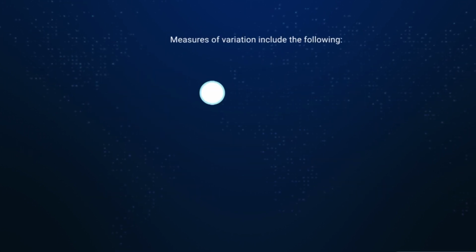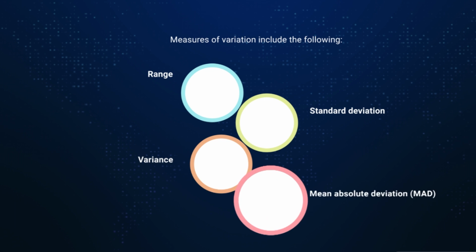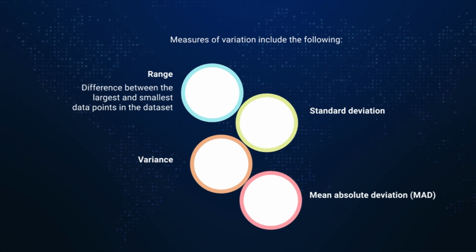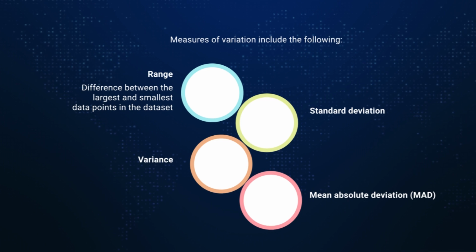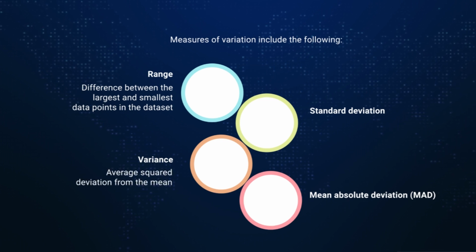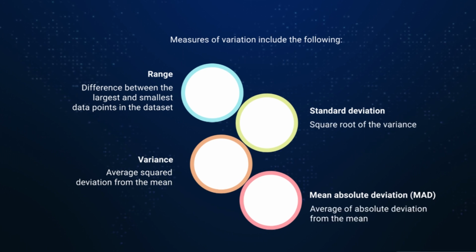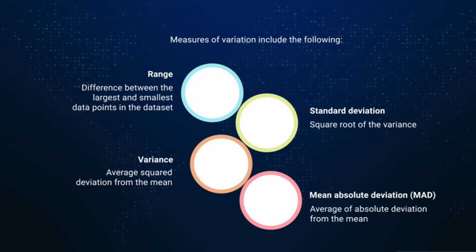Measures of variation include range, standard deviation, variance, and mean absolute deviation, that is the MAD measure. Range describes the difference between the largest and smallest data point in the dataset. Variance is the average of squared deviations from the mean. Standard deviation is the square root of the variance. MAD measure is the average of absolute deviations from the mean.